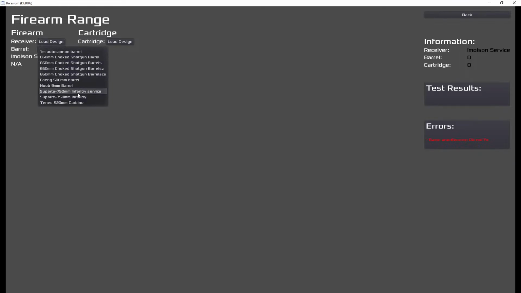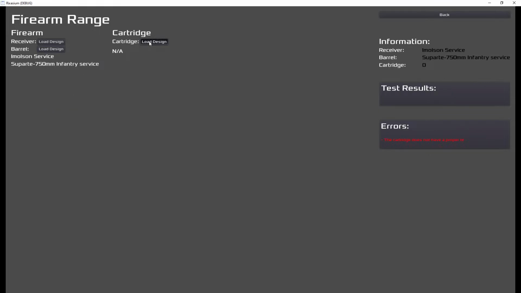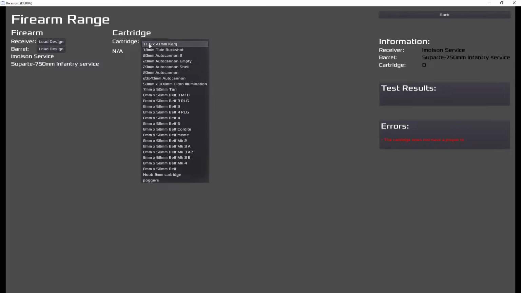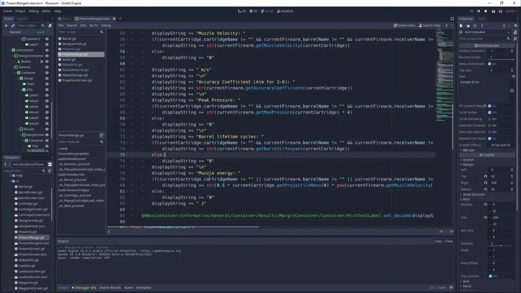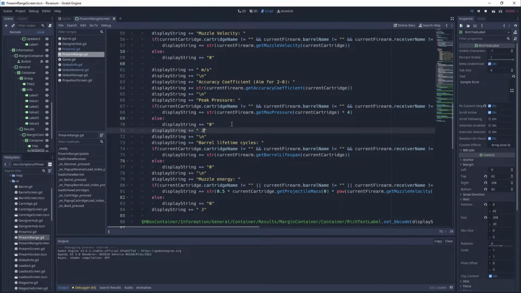So if we take the Immelson here with the proper infantry service unit, what we need here is we are going to need to get some people to understand thermodynamics. I think it's megapascals, MPa. Sparky's gonna berate me again if he sees me doing this wrong.